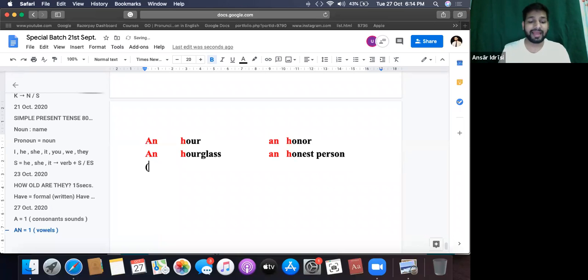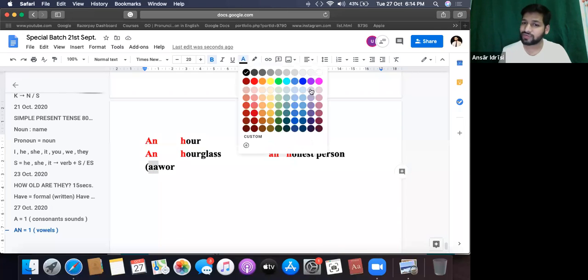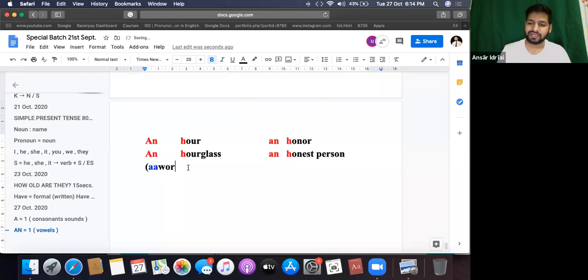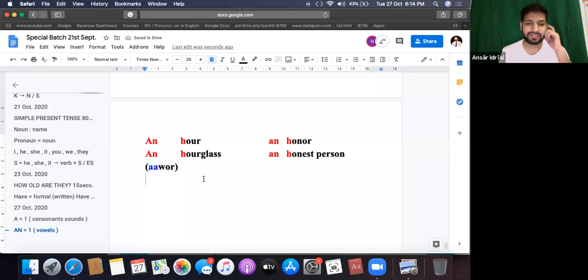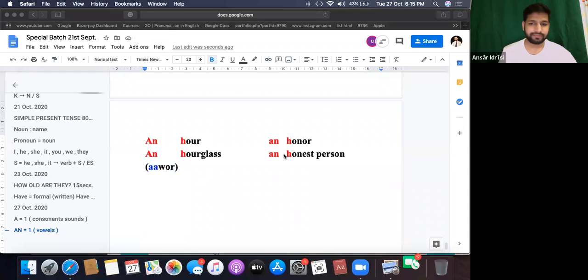What is the sound? It is a vowel sound. Yes or no? When a vowel sound is coming, we put an there. Ultimately our rule is running on the sound. Same case: an hour, an honor, an honest person, an hourglass.